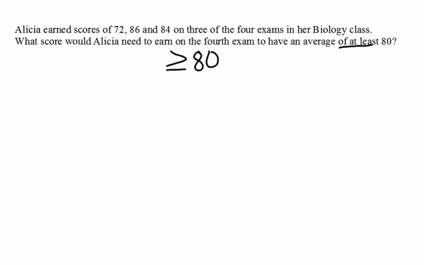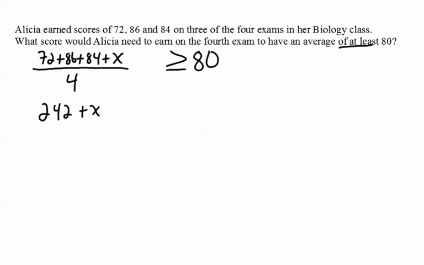Okay? So if you think about it, it's an average. Her average is 72 plus 86 plus 84 plus some unknown exam, and I'm going to divide that by 4. And that would get me my average. So the first thing I can do is combine 72 plus 86 plus 84. What is 72 plus 86 plus 84? I believe that comes out to be 242 plus x over 4 has to be greater than or equal to 80. So I want to get rid of that fraction, so I'm going to multiply both sides by 4.